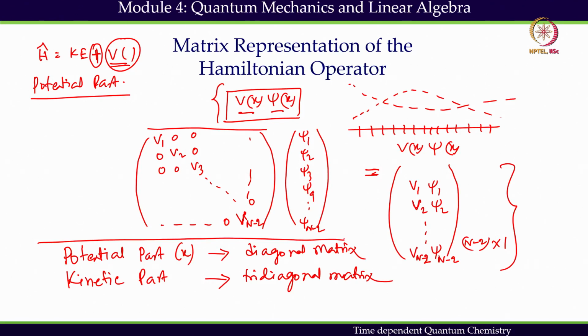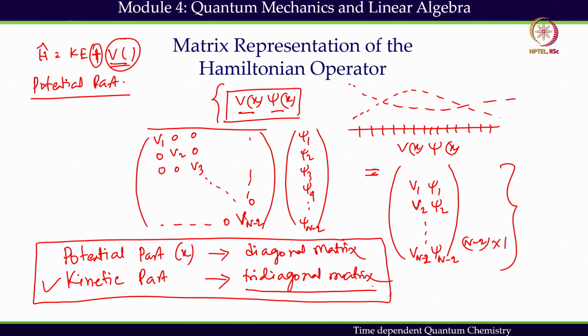So, this is something we should remember: under grid representation, with the help of pseudo spectral basis and using the finite difference method, one can represent the kinetic energy part of the Hamiltonian as a tridiagonal matrix and the potential part as a diagonal matrix.